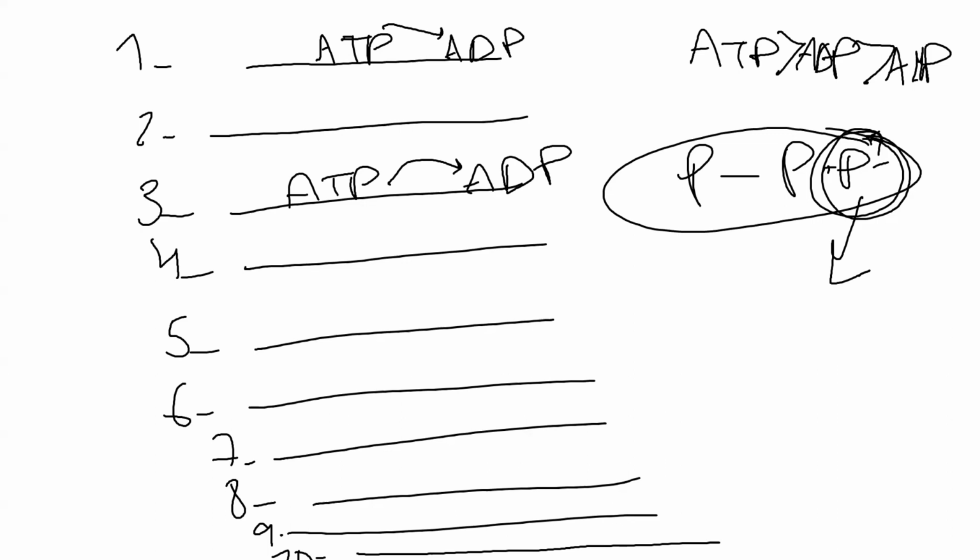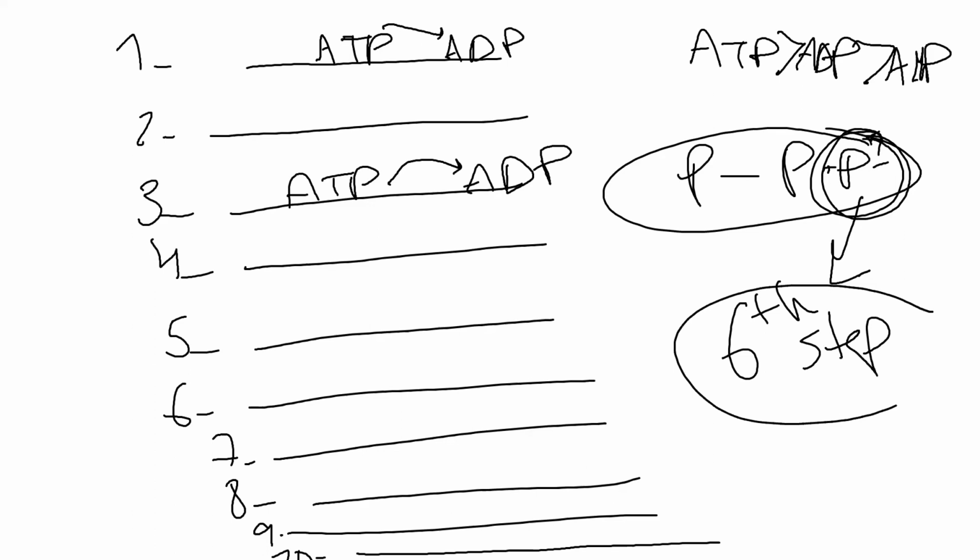So here we have an energy change. In the sixth step of glycolysis, what happened? ATP starts to be produced. So the most important step in the whole glycolysis is the sixth step.